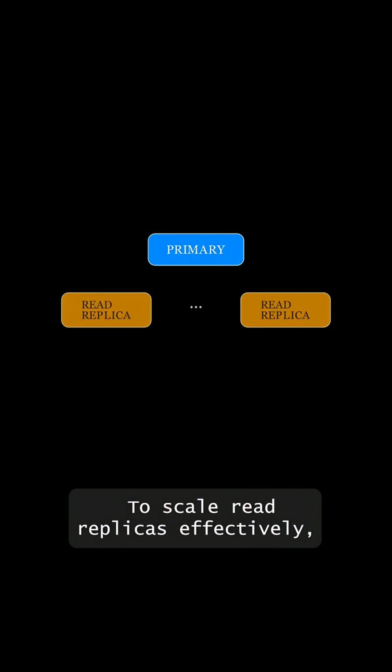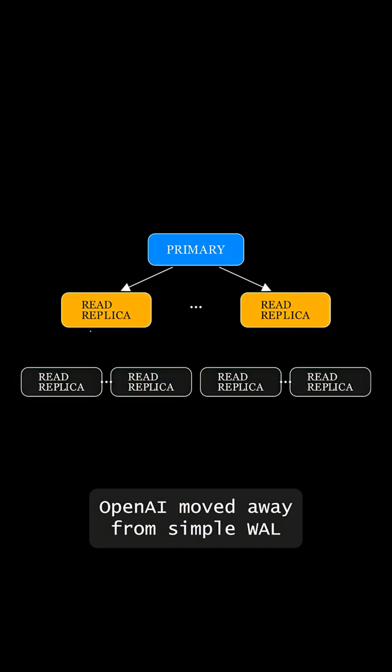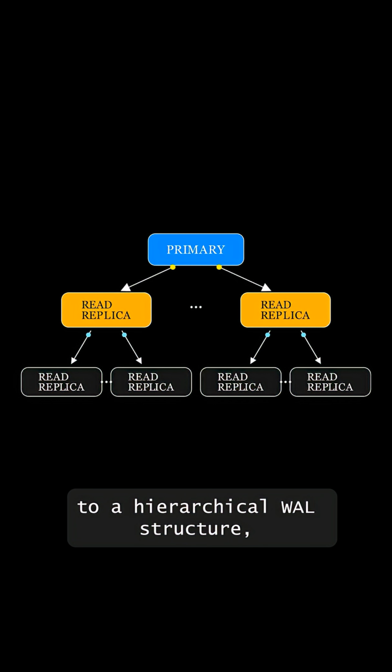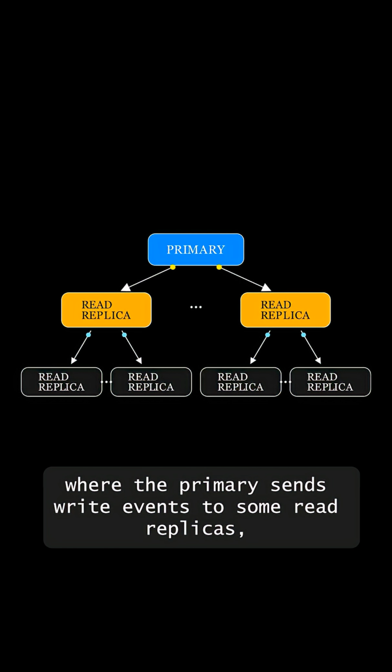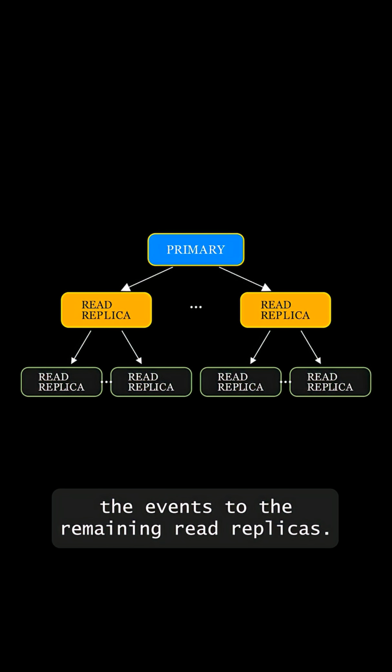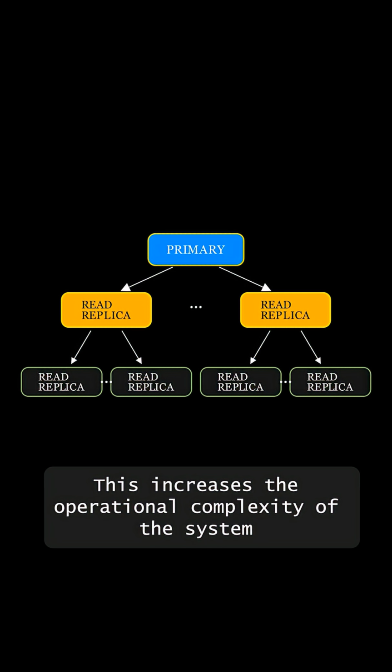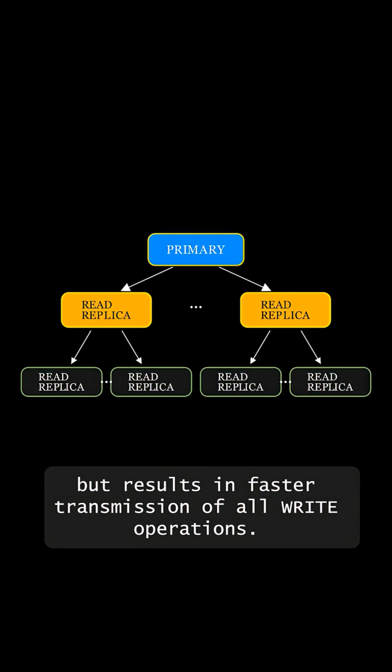To scale read replicas effectively, OpenAI have moved away from simple write-ahead logs to a hierarchical write-ahead log structure, where the primary sends write events to some read replicas, which further propagate the events to the remaining read replicas. This increases the operational complexity of the system, but results in faster transmission of all write operations.